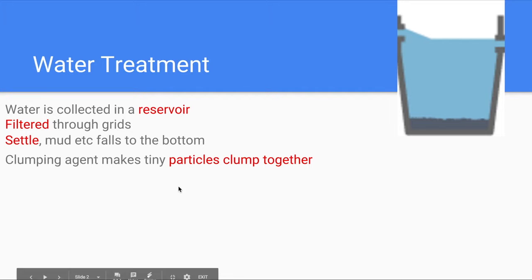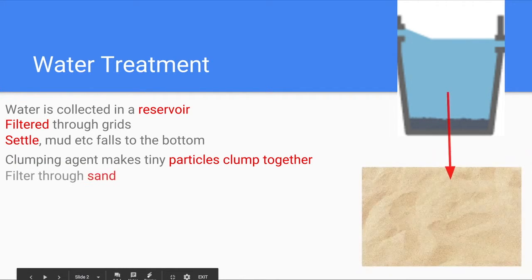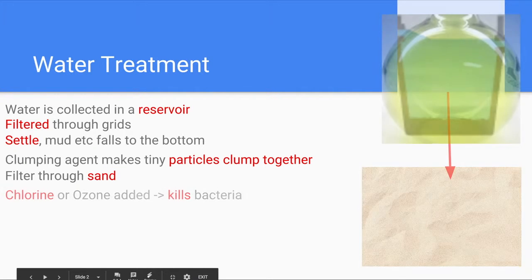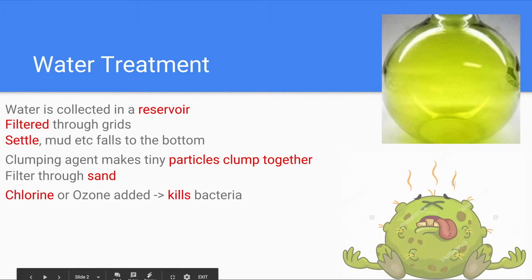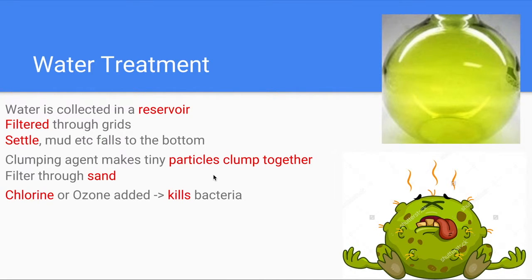Now, a clumping agent is then added which makes tiny particles clump together, so they're easier to remove. And then it's filtered through sand. And chlorine or ozone is added which kills bacteria. It does not remove the bacteria. The bacteria are still there, they're just dead.